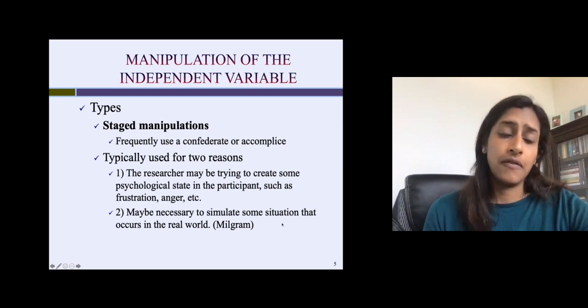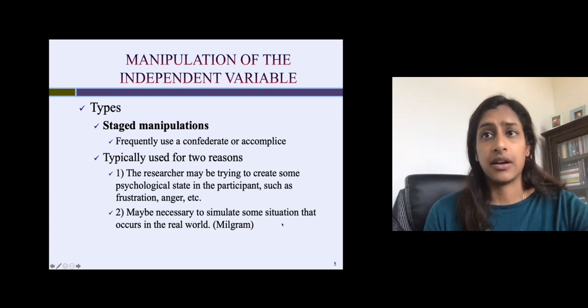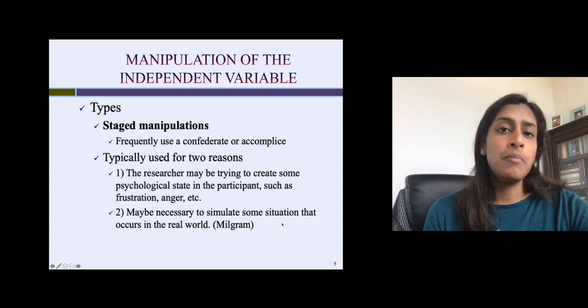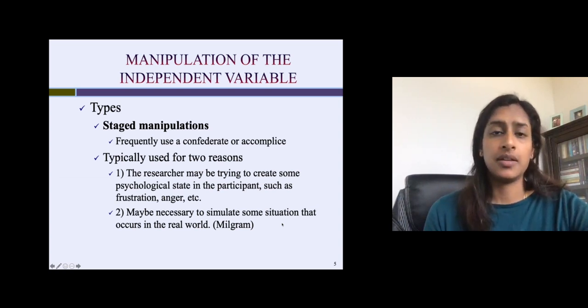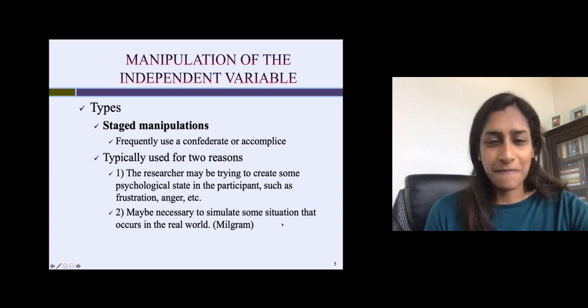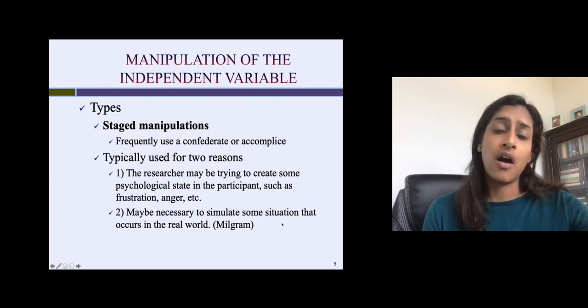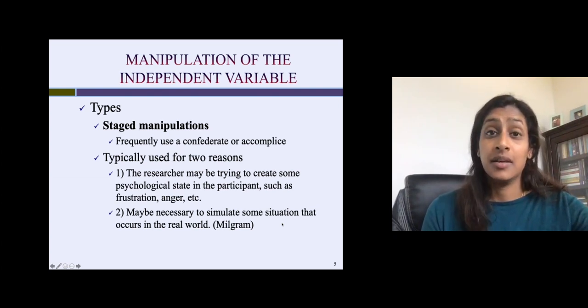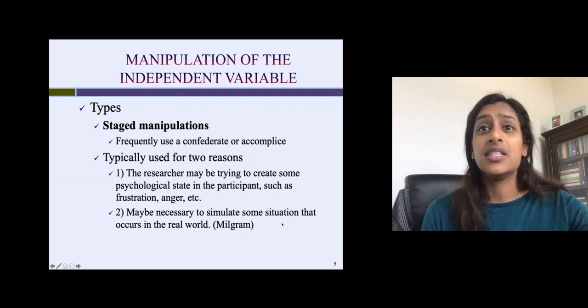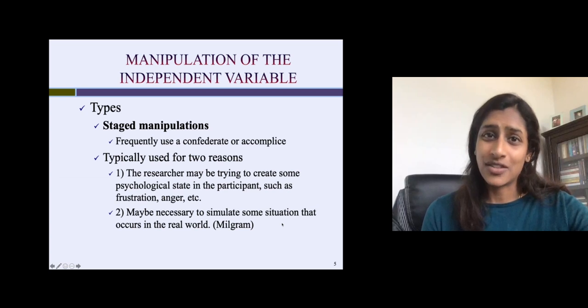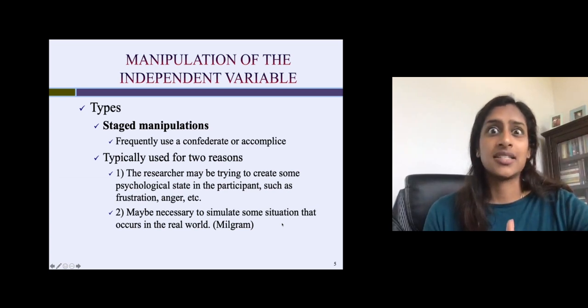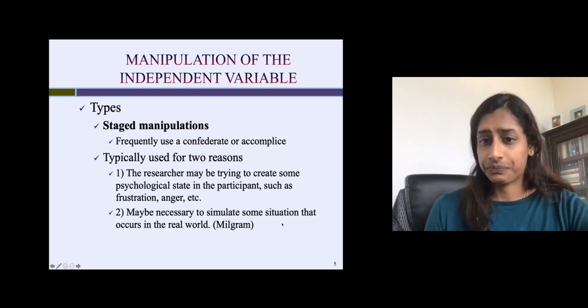We also might need a confederate or accomplice because it's necessary. If we think about Milgram, the shock experiment, we needed a confederate to be in on it so we could see what our participants' behavior would be. Would they continue to shock their partner, in our case their confederate, until death?